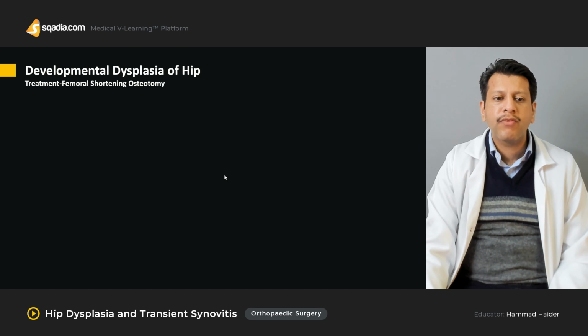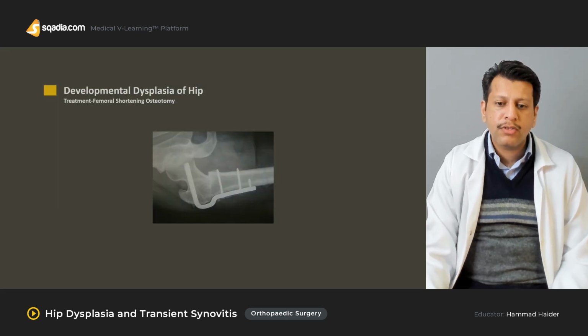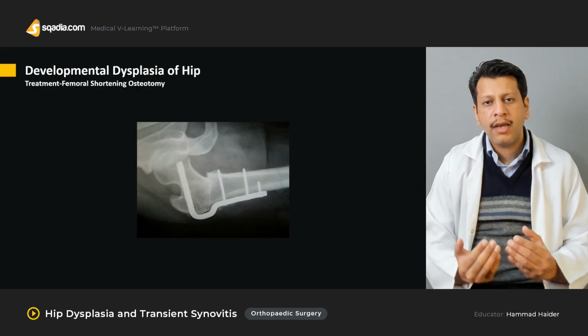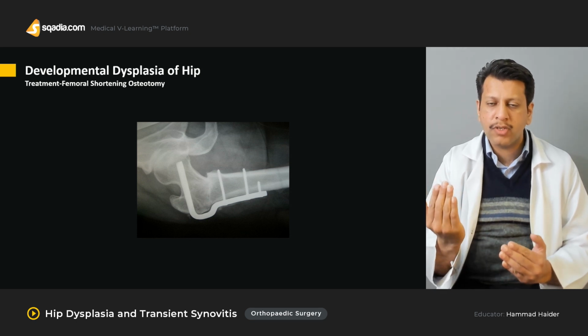Now coming to the femoral shortening osteotomy. Why is it done? Because when you see it over here, the problem is such that as the hip dislocates forward, it actually goes up because of the dysplasia.